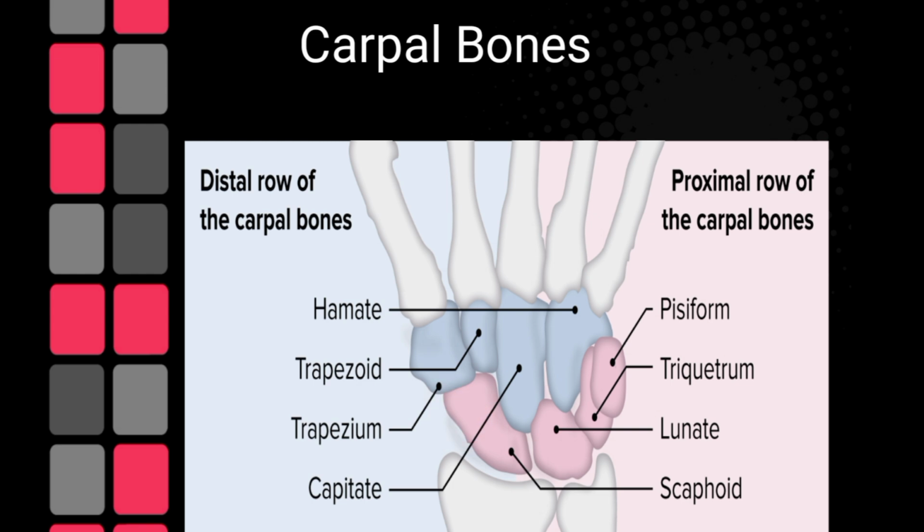In the proximal row, we have scaphoid, lunate, triquetrum and pisiform bone. And in the distal row, we have trapezium, trapezoid, capitate and hamate.